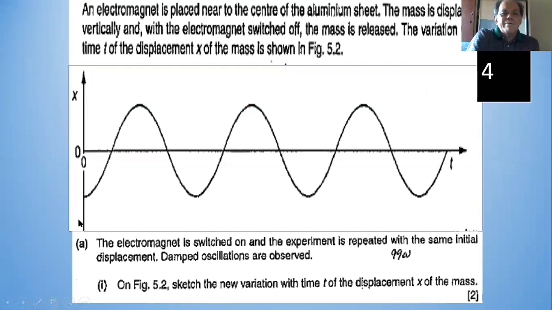The electromagnet is placed near to the center of the aluminum sheet. The mass is displaced vertically, and with the electromagnet switched off, the mass is released. That's how your spring moves. Remember, the electromagnet is off. That's how the displacement-time graph is simple harmonic motion.